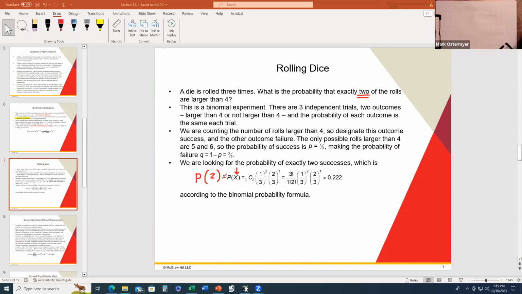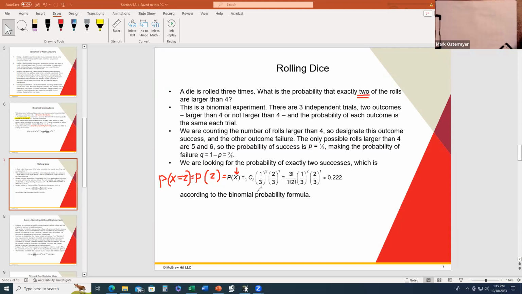If you see P of 2, you know what that's saying? That's saying the same thing as the probability that X will be equal to 2. Remember, X is equal to the number of successes out of n trials of a binomial experiment.